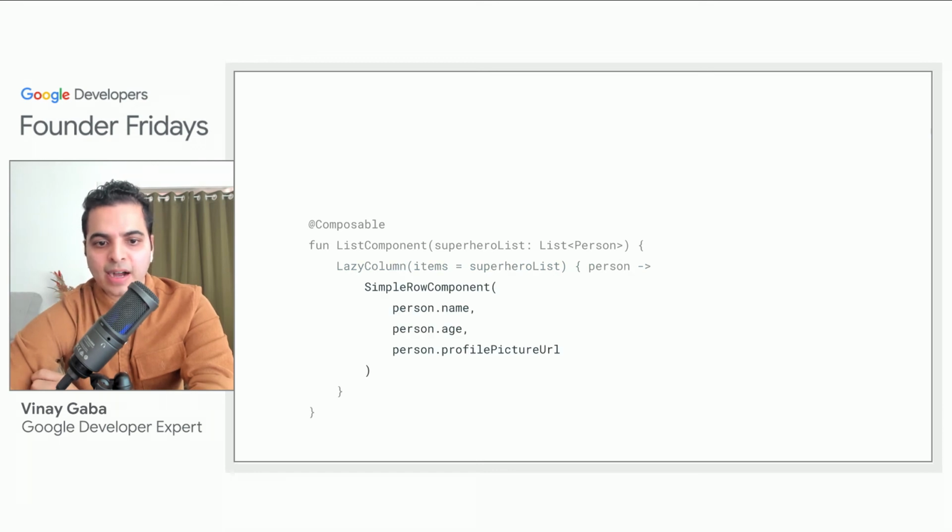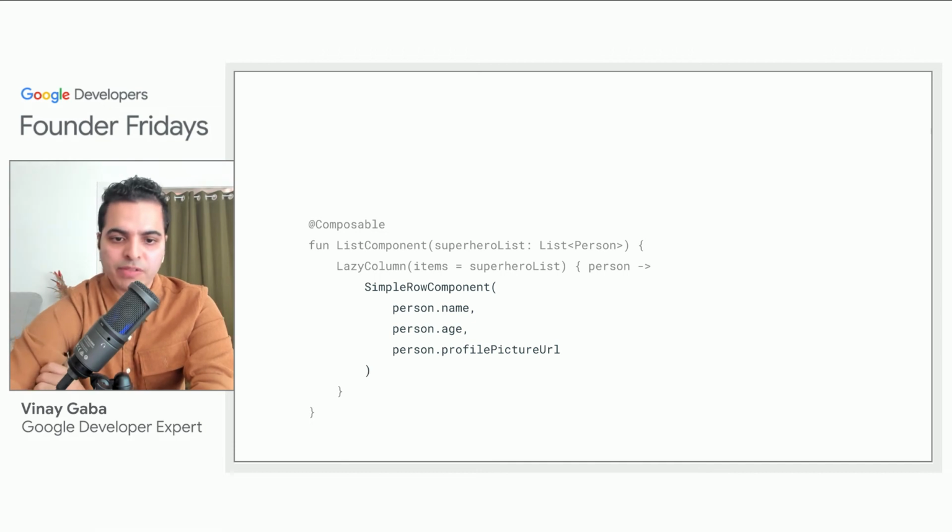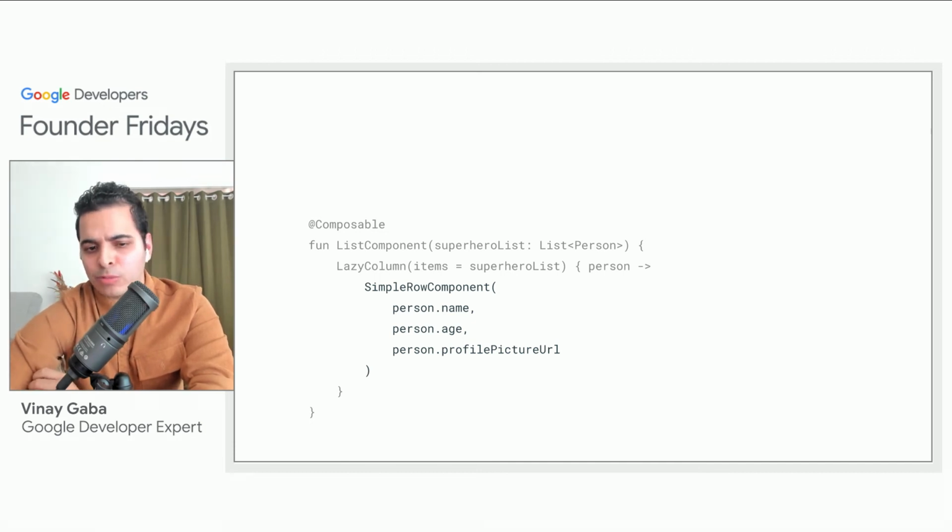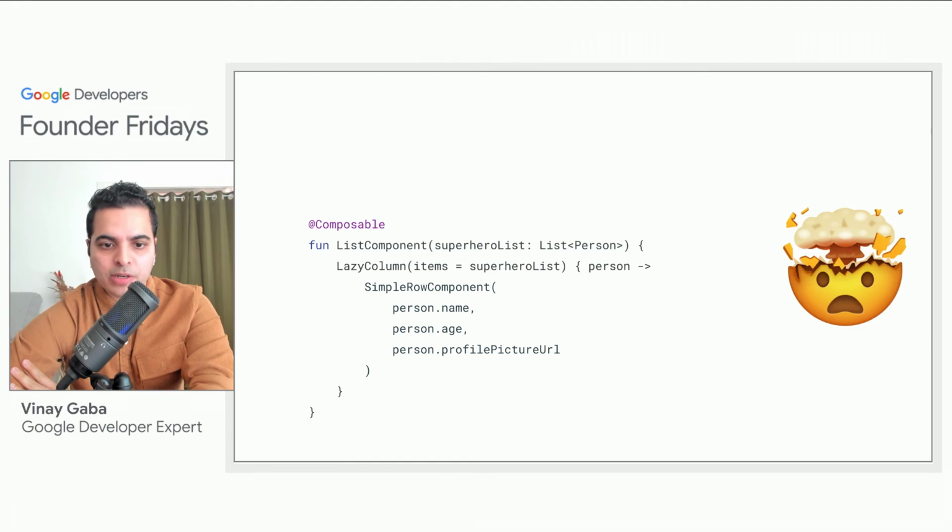And inside, I essentially want to use a simple row component that we created in the previous screen. I added a few more parameters. Doesn't matter. It's essentially the same component. And after this, obviously, we need to do a lot more, right? Funny enough, we don't. This is all the code that's needed to render a list on the screen.